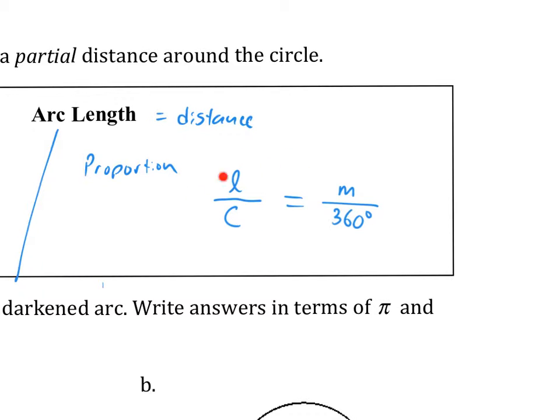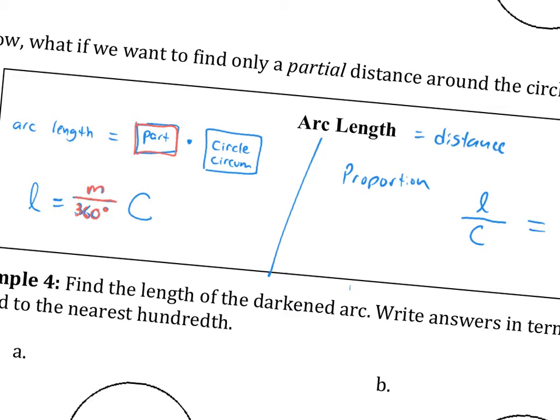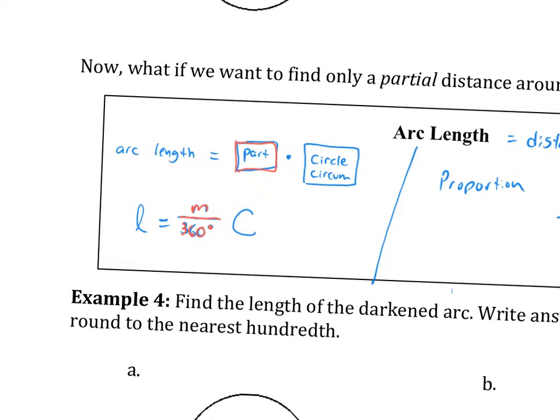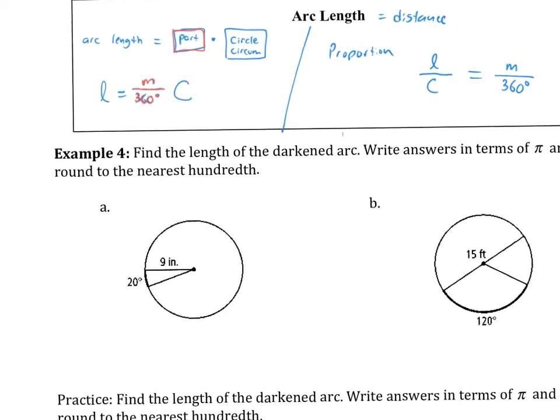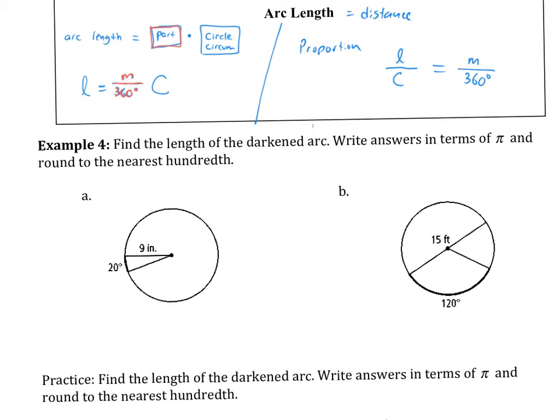If you prefer to set it up logically like this, or if you prefer to set it up kind of as a sentence like this, where the length is a part of the circle, either one is sufficient. I think for speed, this one's probably slightly faster if you're looking for L. All right, so let's take a gander at our example here.